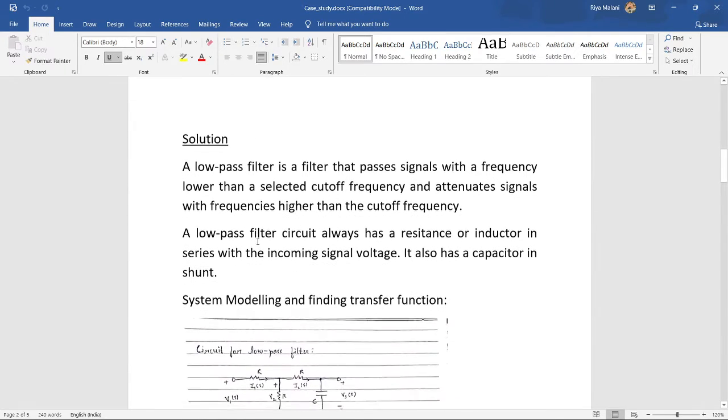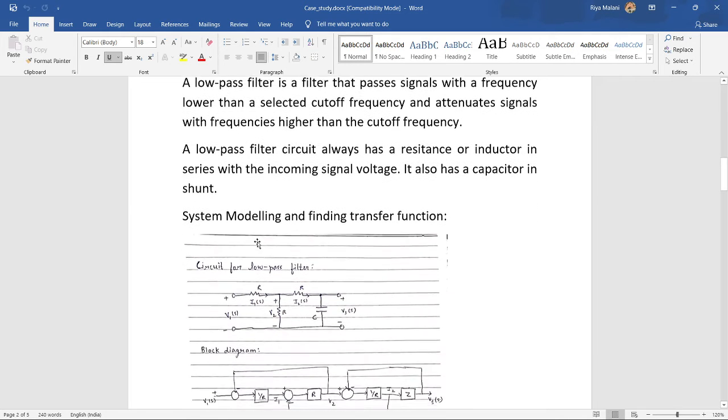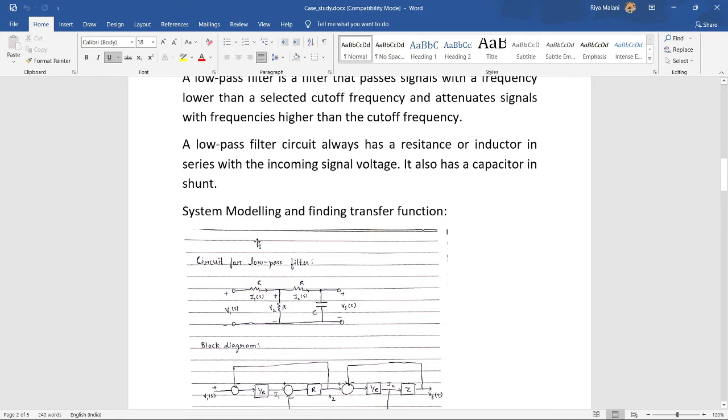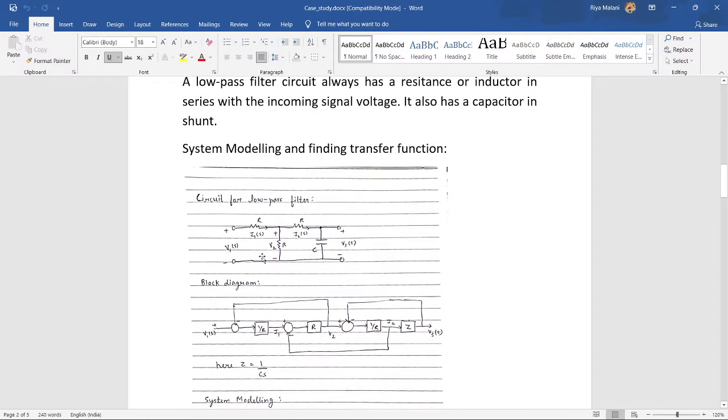Now, a low pass filter is a filter that passes signals with a frequency lower than a selected cutoff frequency and attenuates signals with frequency higher than the cutoff frequency. So, the circuit for a low pass filter can be seen here.